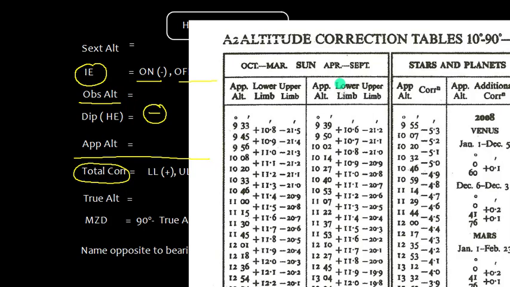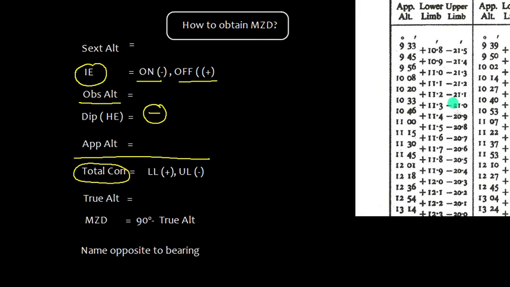Whichever column you are following, then you have to see whether it is lower limb or upper limb. In case of lower limb, you add, and in case of upper limb, you subtract the total correction. After applying total correction, you get true altitude, and then 90 degrees minus that gives you meridional zenith distance. And of course, the naming of the meridional zenith distance is opposite to bearing or opposite to altitude.